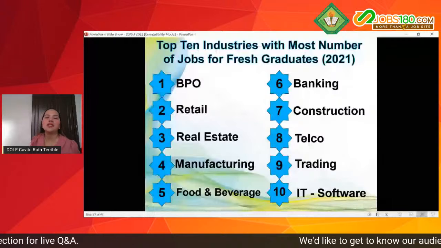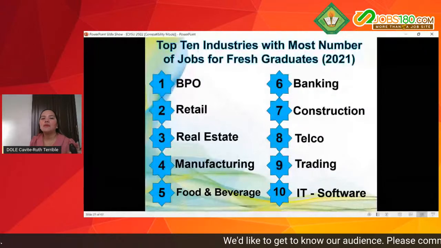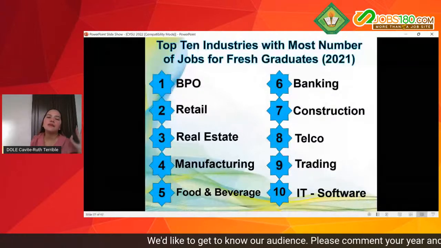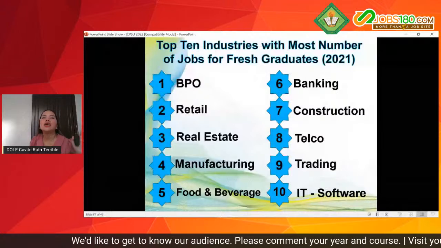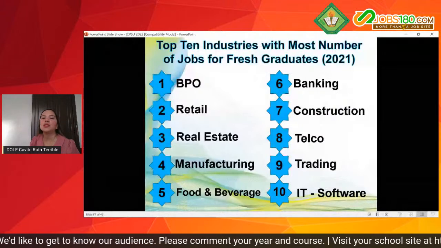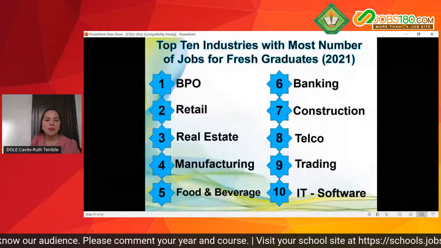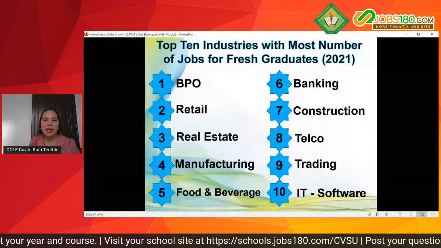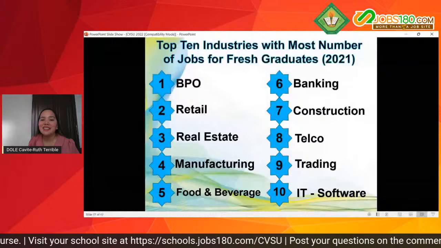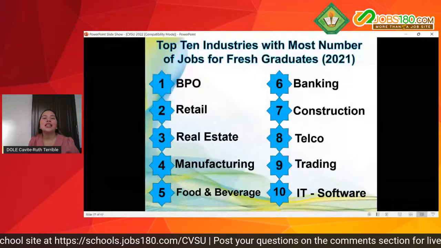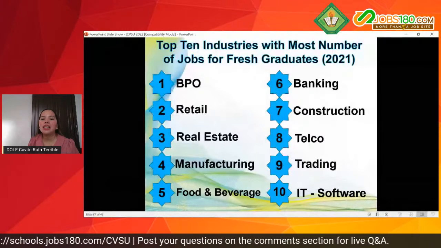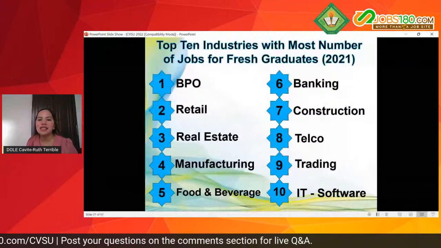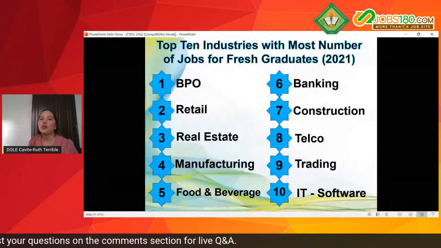Number 2 po is retail. Kahit saan kanto ka makakita, mayroong Dali, may 7-Eleven, may Pure Gold, may Alphamart, may Ministop. So, patok na patok po ang retail. Number 3 is real estate. Number 4 is manufacturing. 5, F&B. 6 is banking. 7 is construction. Number 8 is telco. And number 9, trading. And last but not the least is the IT software. So that is the top 10 industries.